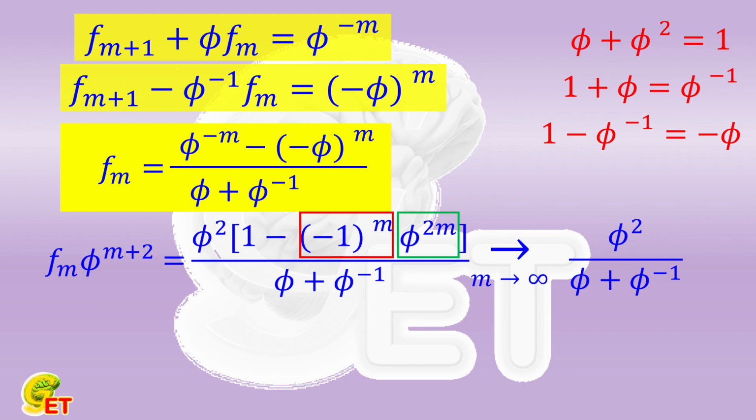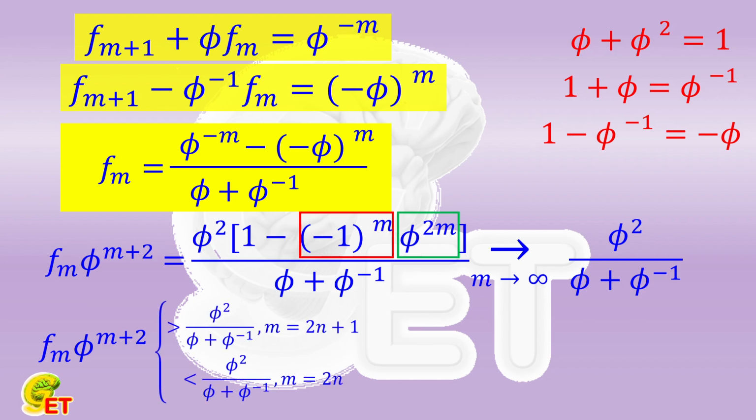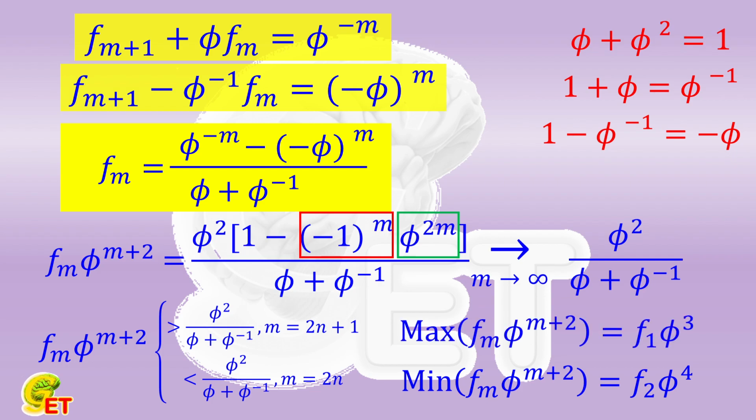Due to the existence of minus 1 to the mth power, when m is an odd number, Fm times phi to the power of m plus 2 is larger than this limit, and when m is an even number, it is smaller than this limit. By considering both minus 1 to the mth power and phi to the power of twice m at the same time, we get that the minimum value of Fm times phi to the power of m plus 2 exists when m is equal to 2, which is the same as the result we discussed last Friday. Moreover, when m is equal to 1, we can get its maximum value.